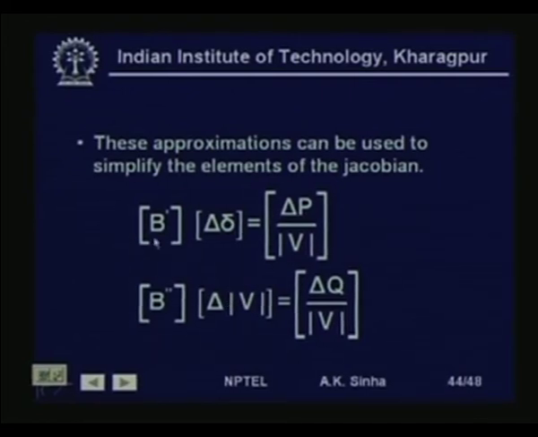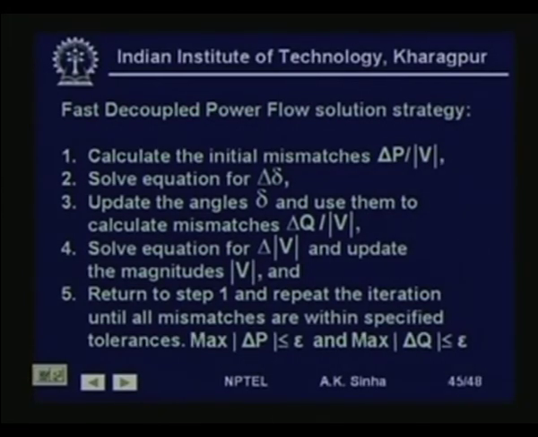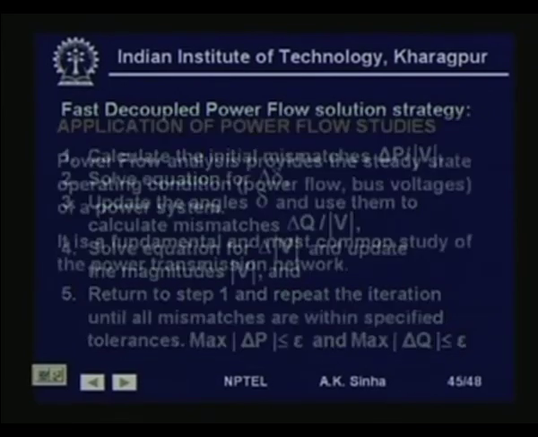Since these matrices are constant, what we need to do is factorize them only once at the beginning, and these factors can be retained for all other iterations. This makes the fast decoupled algorithm very fast, and this method is pretty accurate, and therefore, this is one of the most popular algorithms that we use. So, again the algorithm for fast decoupled is shown here, which is what we had done earlier.